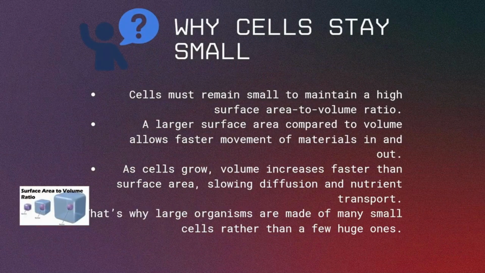Why are cells so small? Small cells have a high surface area to volume ratio. That means nutrients, oxygen, and waste move quickly across the membrane. In big cells, the volume grows too fast, so diffusion gets slow, which is bad for life. This is why organisms don't have one giant cell, they have a million small ones.